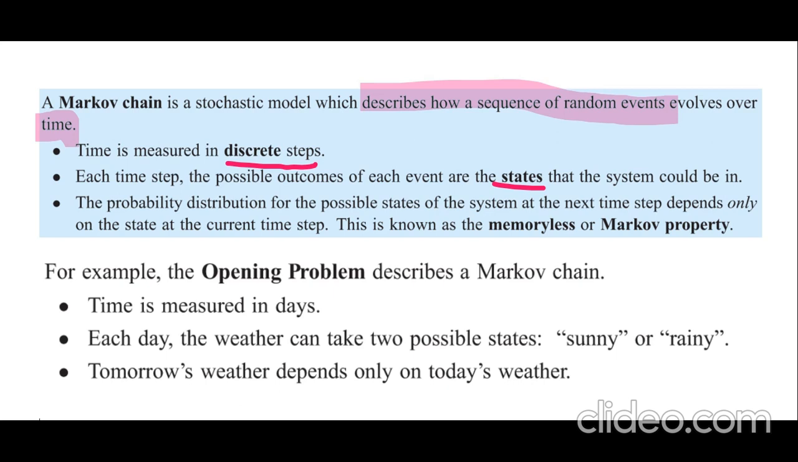First of all, these are the things that have been given to us, the pointers that we have to know. Time is measured in days. Each day the weather can be either sunny or rainy, so we have two options, one of those. And tomorrow's weather will only be dependent on today's weather. These are the 3 points that we need to know, and these will be given to you. Using these, you will have to make the Markov chain.